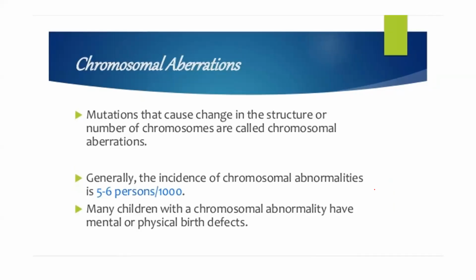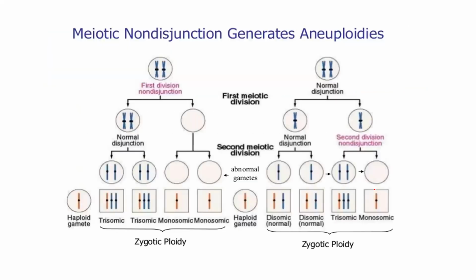Now, chromosomal aberration is a mutation that causes change in the structure or number of the chromosome. Any type of mutation that changes the structure or number of chromosomes is called chromosomal aberration. The incidence of chromosomal abnormalities is 5 to 6 per thousand. Many children with chromosomal abnormality have mental or physical defects.